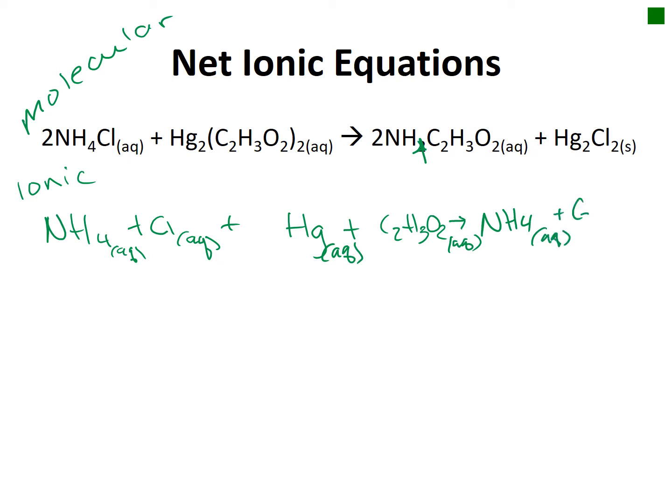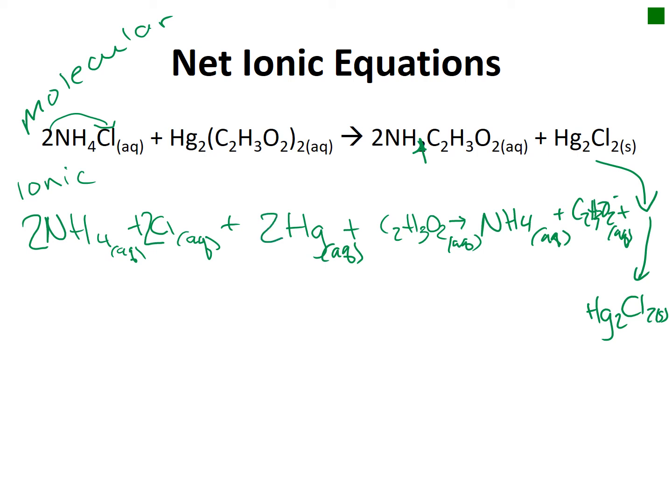And then plus my acetate, C2H3O2, aqueous. Notice that the mercury chloride is the same, so I'm just going to leave it as is, because it is a solid. All right, now I broke them apart. Now I need to give them their amounts. In the first one I have 2 NH4s. I also have 2 Cls, because that 2 is going to distribute. I have 2 Hgs and 2 acetates. I have 2 NH4s and then also 2 acetates on the right.